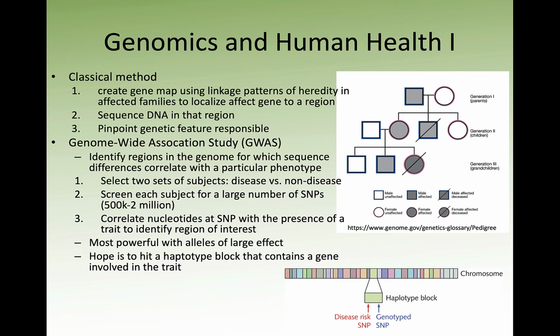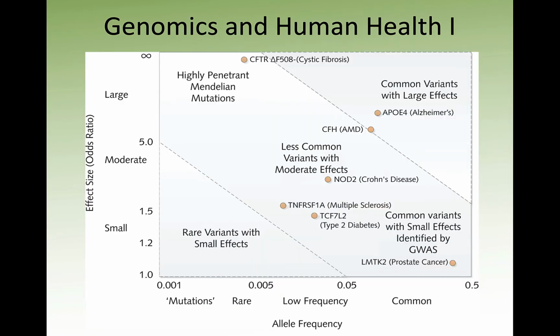So what you're often looking for is the fact that you might identify a haplotype block, right? So you might have a genotype SNP in this block, and a disease risk SNP may be in that block as well. But just because you see a genotype SNP associated with a disease outcome does not mean that this genetic variant specifically is the contributor to that disease. It just means that something in that block might be. So that's a really important point to recognize.